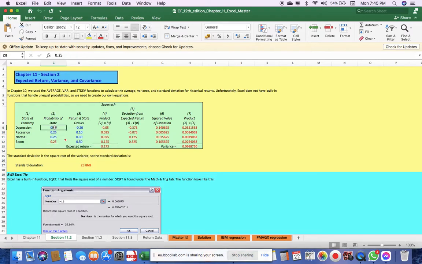Once you calculate this, the returns are being assigned. If there is a depression, you will have 20% negative return. If there is a recession, you have 10% return for Supertech. If there is normal economic condition, you have 30% return. And if a boom economic condition occurs, your return will be 50%. Therefore, these are the different possible returns.